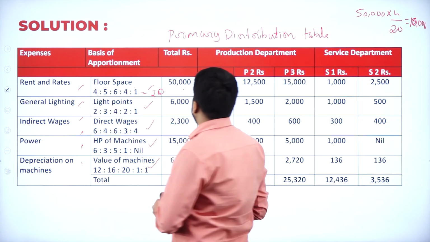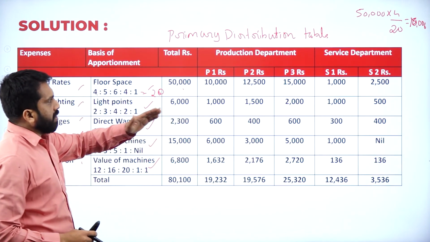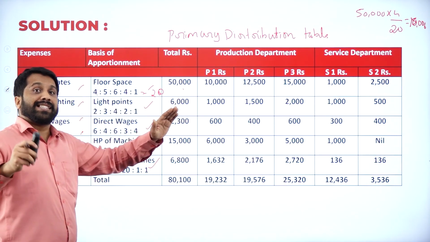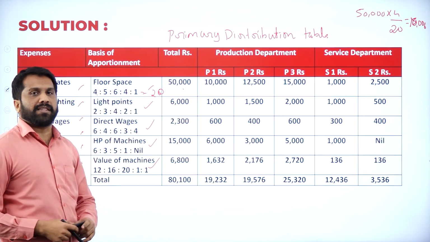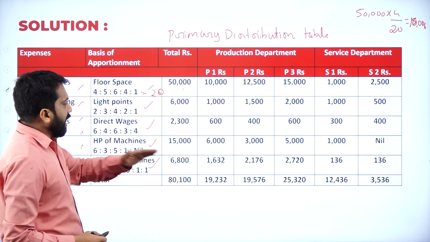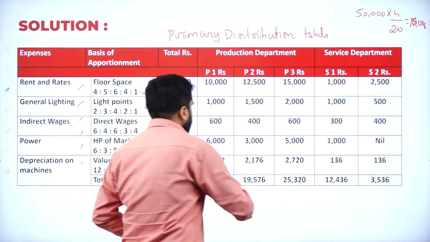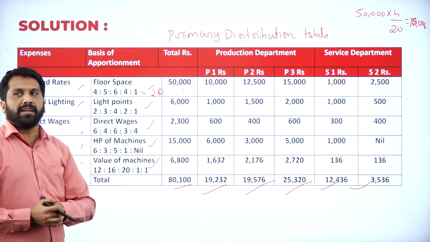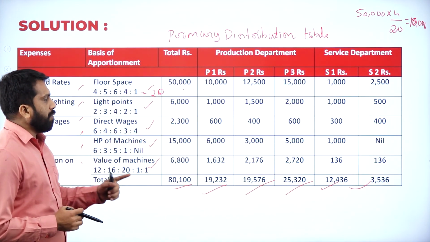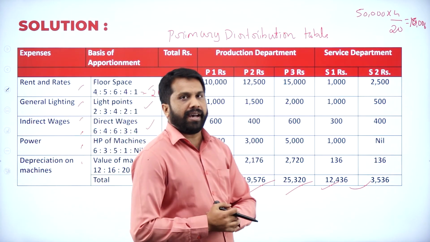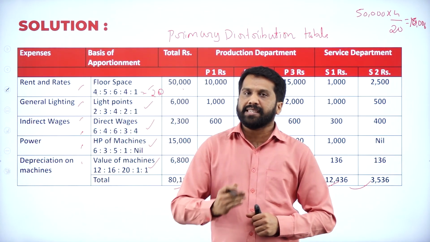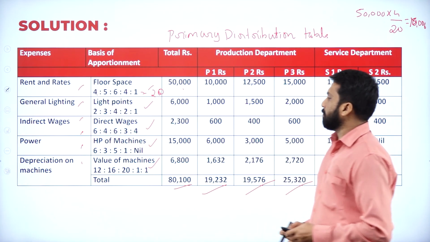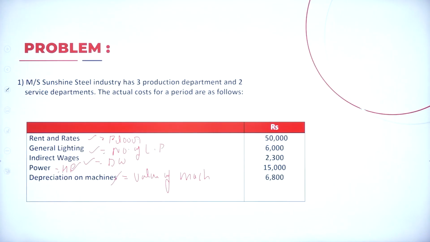Similarly, calculate for all P1, P2, P3, S1, S2. S1, S2 is service department 1, service department 2. Similarly, calculate everything. Just total your final column. Hope you are clear. Yes, this is all about your overhead. I'll show all the slides. Please take screenshot. So this is your problem number 2.